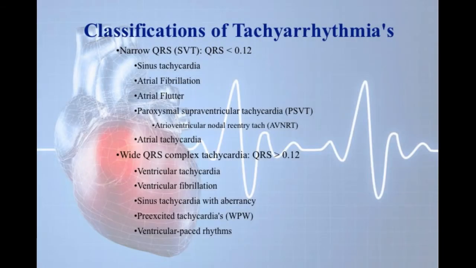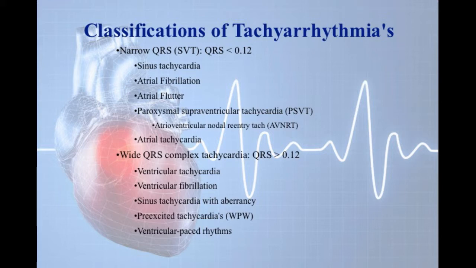Here are the classifications of tachyarrhythmias. You have two major categories: narrow QRS complex and wide QRS complex tachyarrhythmias. A QRS less than 0.12 would be narrow, and wider than 0.12 would be the wide QRS complex.